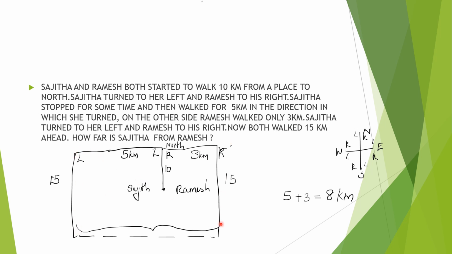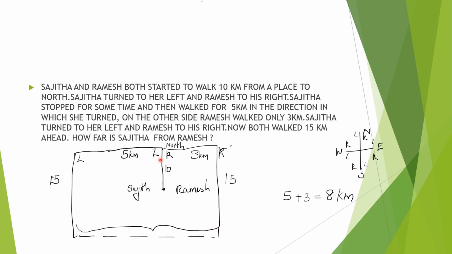Then how far is Sajida from Ramesh? So this is the distance between them. How much is the distance here? So it is equal to this. That is 5 plus 3, it is 8. 8 is the distance. 8 kilometers is the distance between Sajida and Ramesh.